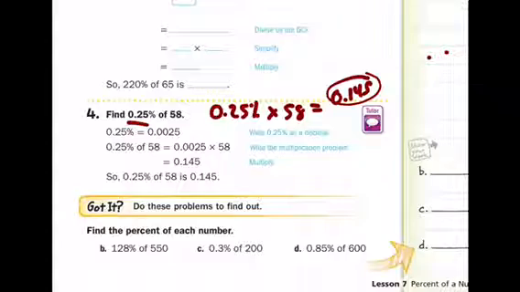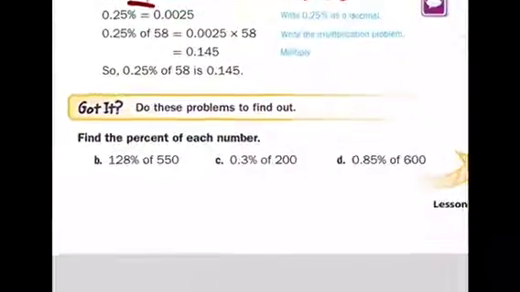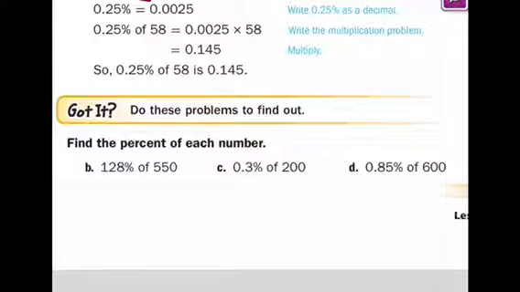All right, so here's your job. Your job is to do problem B, C, and D on your own. Don't forget to hit times. Don't forget your percent symbol when you're doing these. You're going to pause it while you do all three of these problems, and when you're done, I want you to press play and check your answers. Go. All right, let's see how you did.